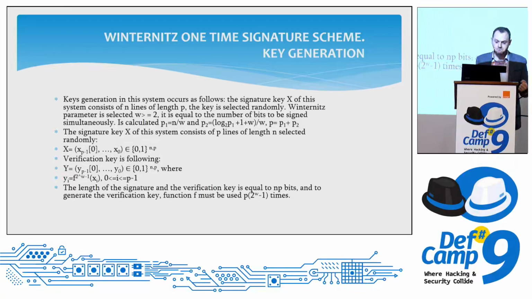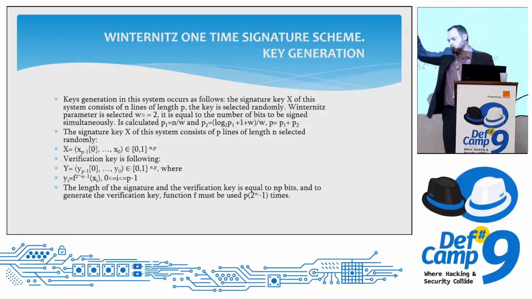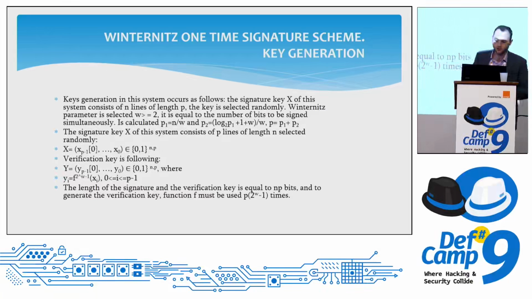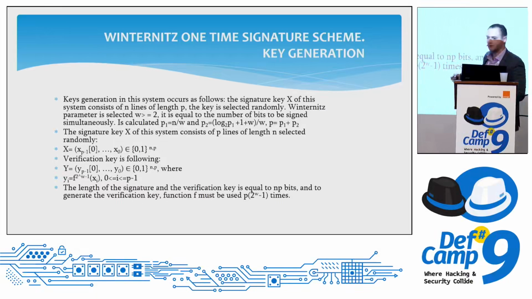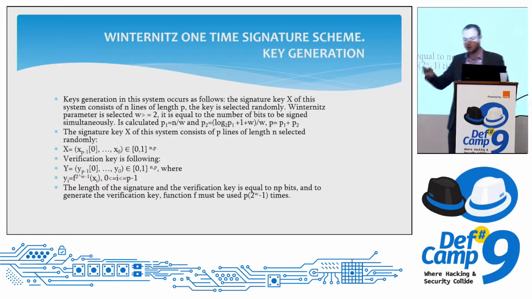So how is the signature done? First of all, how do we get the verification key? The verification key is obtained like this. We apply to xi a function 2 to the w minus 1 times, yes? And the function f here must be used p times 2 to the w minus 1 times. So quite a lot.